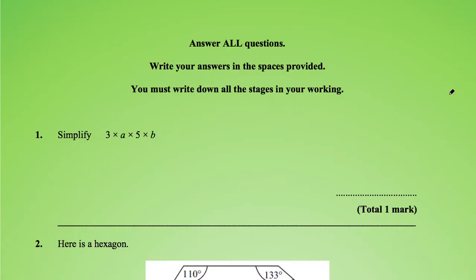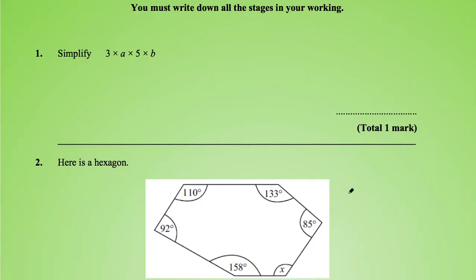First question, simplify 3 times A times 5 times B. So we multiply the numbers together. 3 times 5 is 15. And A times B is written AB. So the answer here is just 15AB.